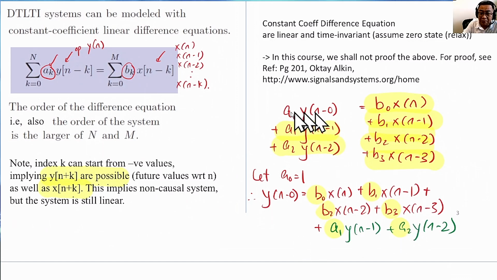Alright, now we have a linear time invariant system, discrete time, described by this equation. So what can we do about it? Please go to the next page.